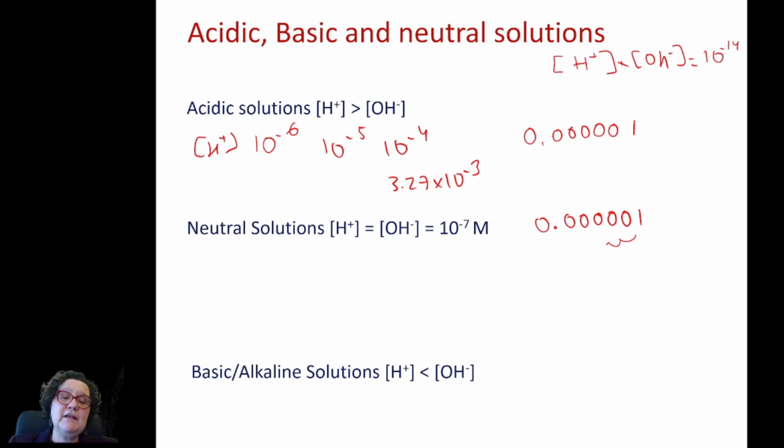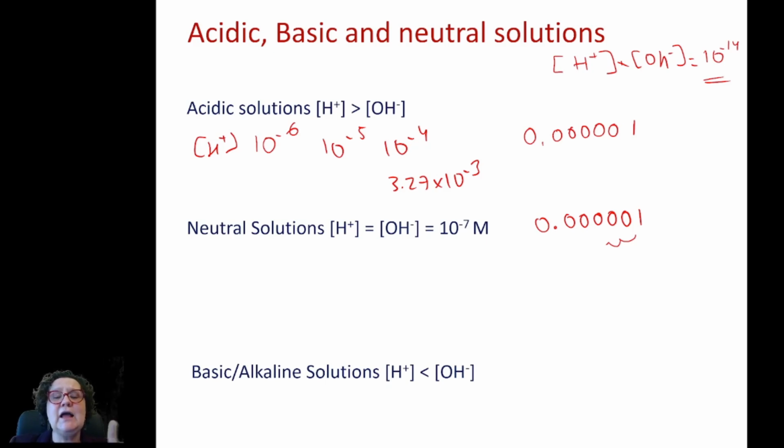And we call a basic solution, or sometimes you will see alkaline solution, we use both words interchangeably, a solution that has fewer hydrogen ions than hydroxyl ions. Again, as in the previous case, in all the cases, both concentrations multiplied add up to 10 to the minus 14, but individually those numbers change. So an acidic solution has more hydrogen ions than hydroxyl ions. A neutral solution has the same amount of both. A basic solution has fewer.